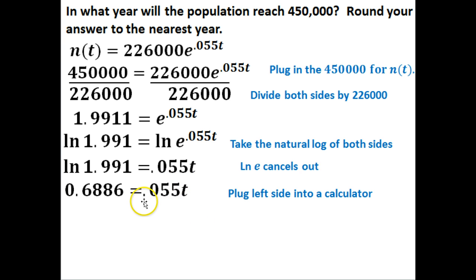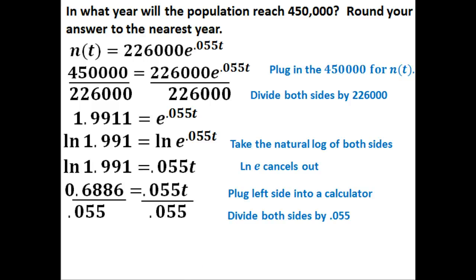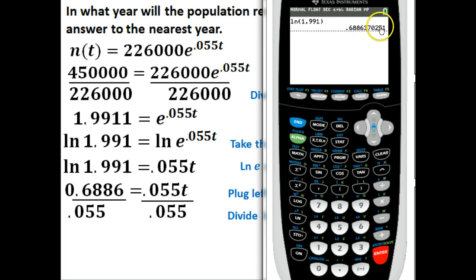I've got to get rid of this 0.055. The way that I do that, this is 0.055 times t, so the opposite of multiplication is going to be division. I divide both sides by that 0.055. And again, we can do that with our calculator. And let me show you what you'll do here. I already have this answer entered in here, so I can just hit divided by 0.055. Notice how it says answer, ANS. That says that we take the previous answer here and we divide it by 0.055. And then I just hit enter, and I get this 12.52.